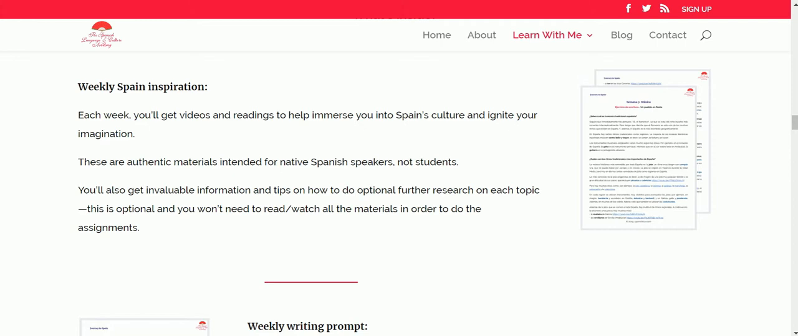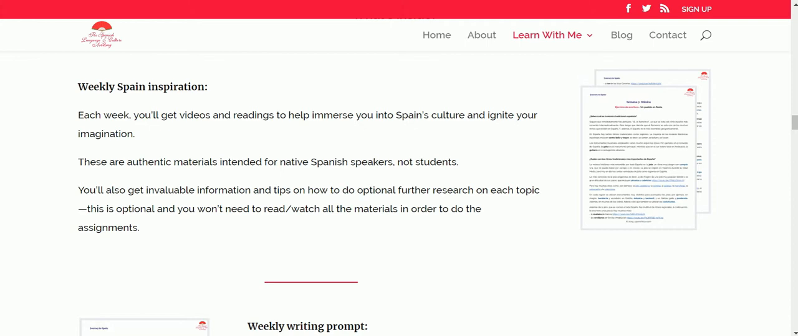But native Spanish speakers can also be students. Probably what you mean is native Spanish speakers, not native speakers. But you can just omit the "not students", because you already say that it was designed for native Spanish speakers and not for anybody else. So you don't need to say "not students".